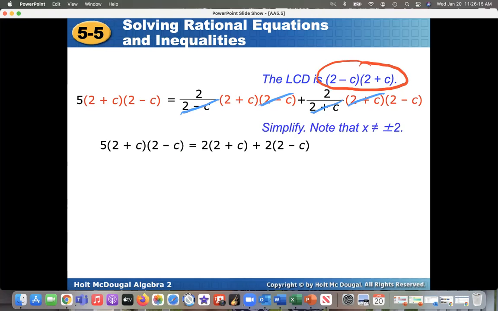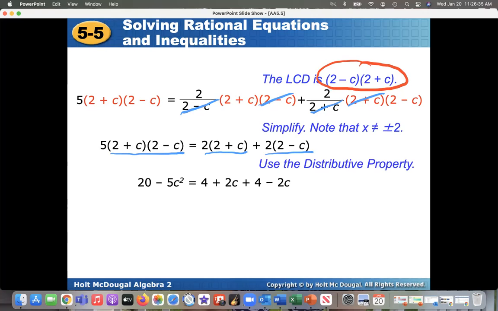Well, then we end up with that. Okay, so now we're going to have to rely on what we learned back in chapter 2. I think we're going to have to do a little distributing here, distributing there, and are we going to have to do a little FOIL work here? Multiply things out. All right, so here we go. If you multiply here, you're going to get 4 minus c squared. And then we have that times 5. That's how they came up with 20 minus 5c squared.